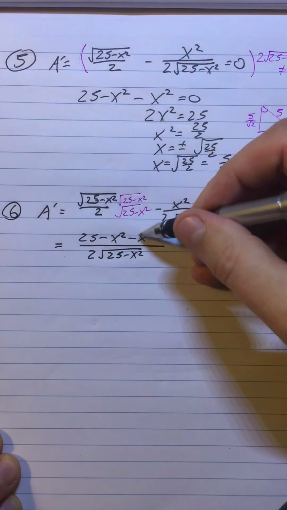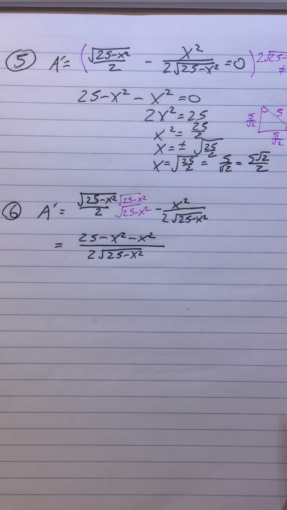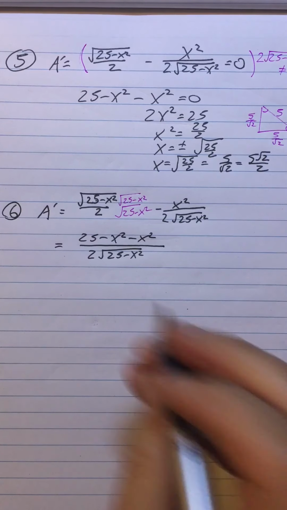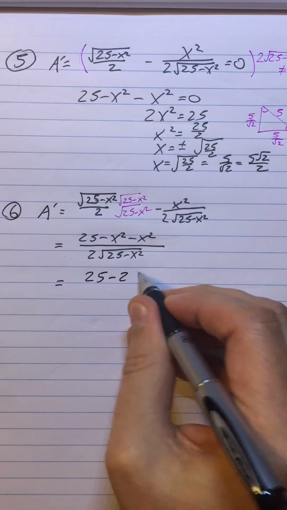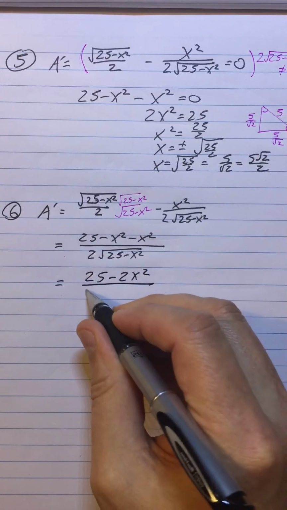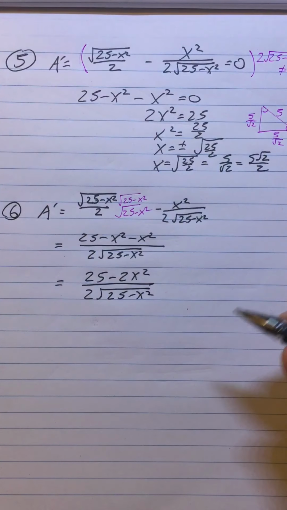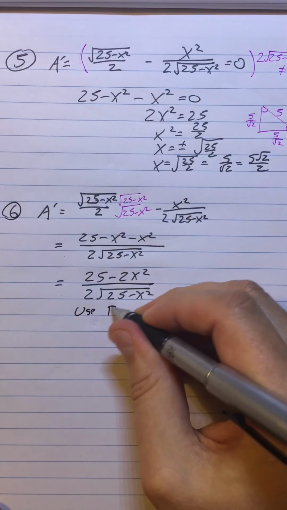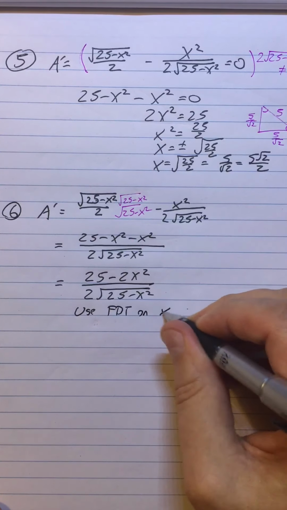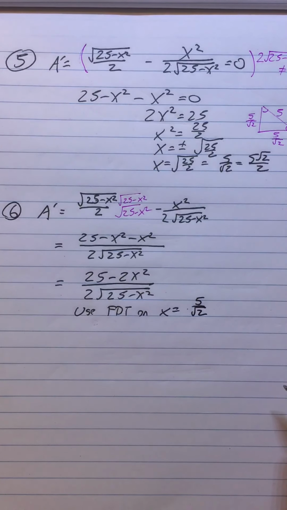But notice how the numerator is just the same as our equation here. That would have been another way to solve this equation. All right, and I can simplify that a little bit more by saying that equals 25 minus 2x squared over 2 square root 25 minus x squared. Okay, now that doesn't look a whole lot better, but it is, and here's why. I'm going to use the first derivative test on x equals, and I'm going to leave it in this form, 5 over square root 2. You're going to see why that's useful.